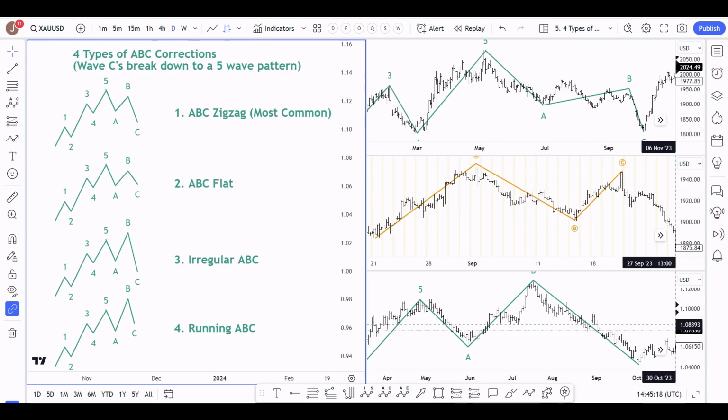The ABC correction is the most common type of correction and takes 4 main forms. The most common, and the one that you're going to see most frequently, is called the ABC zigzag. This is where the wave A comes down, the wave B comes up and does not exceed the wave 5 high, and the wave C low exceeds the wave A. So it's a nice zigzag pattern, and the wave A's and the wave C's mimic each other. This is the most typical, and we should expect to see it.